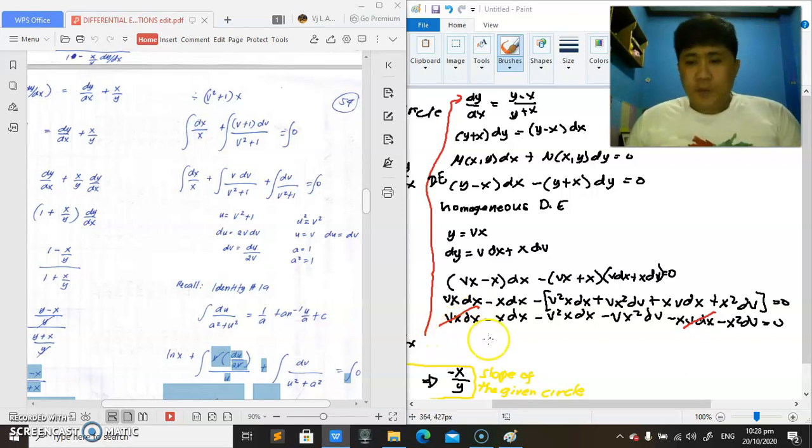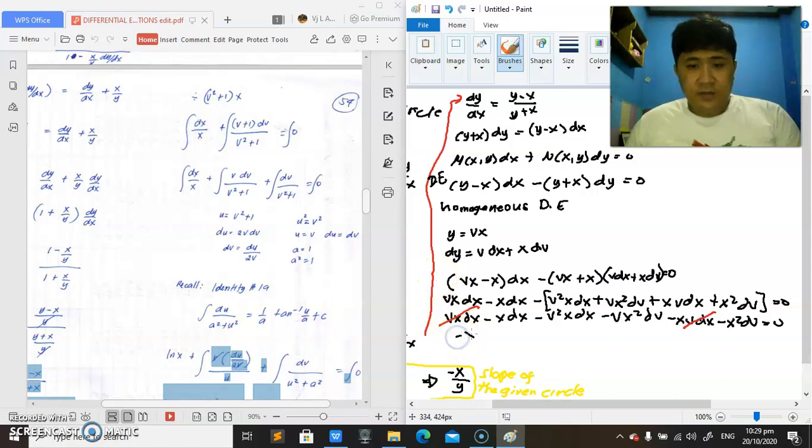From here we have already canceled this one. So what remains is we'll group this one. You have dx and dx, dv and dv. So we have negative x dx minus v squared x dx. And we have here, we could already have this one, minus vx squared dv minus x squared dv equals 0.